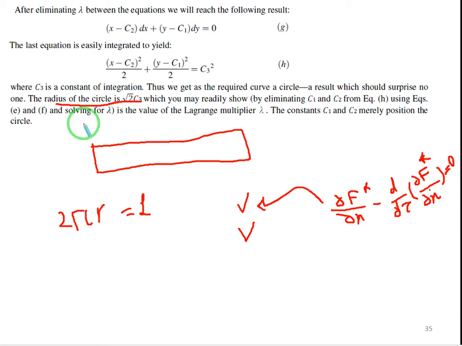So the value of the Lagrange multiplier lambda is calculated by solving these equations. Okay, it's enough for now.